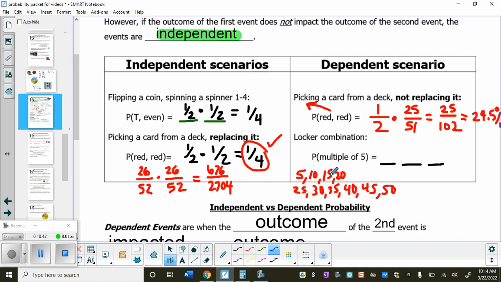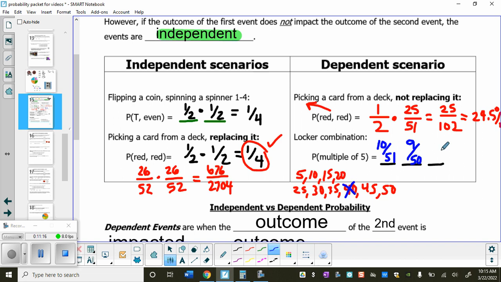So there's 1, 2, 3, 4, 5, 6, 7, 8, 9, 10. 10 of them out of 51 possible numbers that we said are on the locker. Now, for the next number to be a multiple of 5, remember, one of these is already going to be used. So let's pretend the 40 already got used. Now there's only 9 of them that are left, and there's only 50 potential numbers because this is no longer a potential number for the second thing in the locker combination.